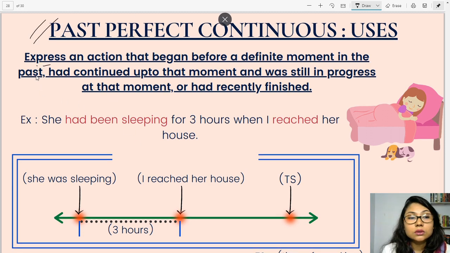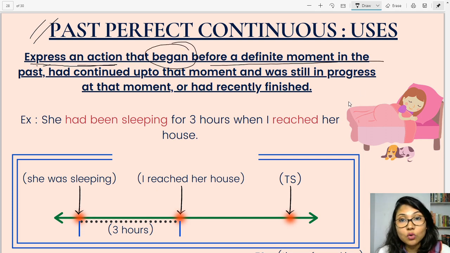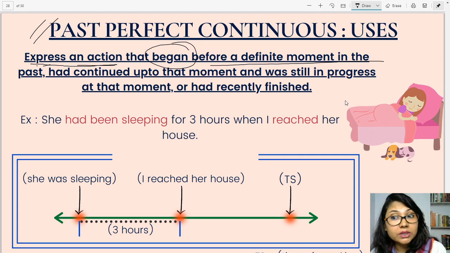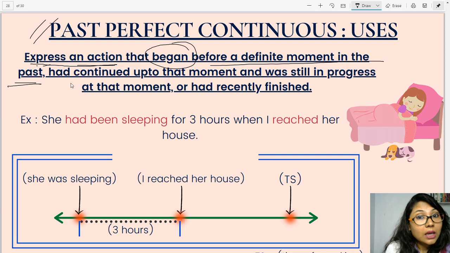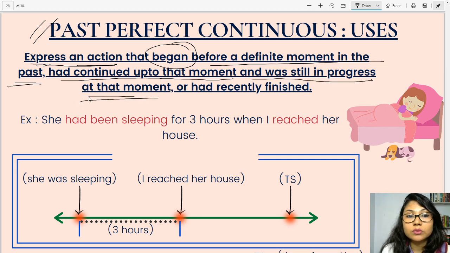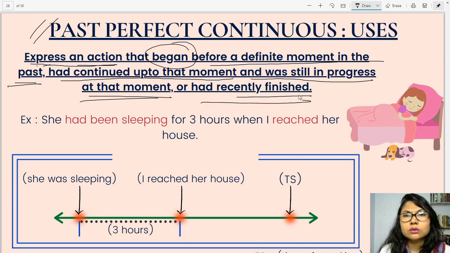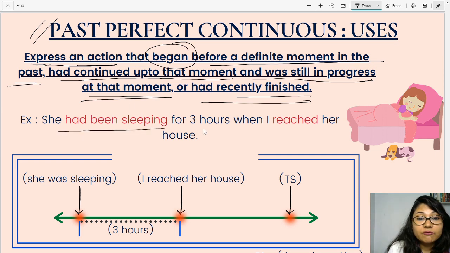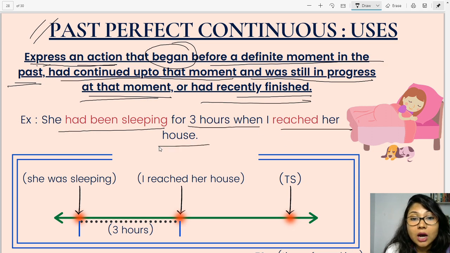It is used to express an action that began before a definite moment. It began before a definite moment in the past, had continued up to that moment, still going on till that moment, and was still in progress at that moment, or had recently finished. What did ma'am just say? Relax. Let's look at the example, shall we? She had been sleeping for 3 hours when I reached her house. So, she had been sleeping for 3 hours when I reached her house.